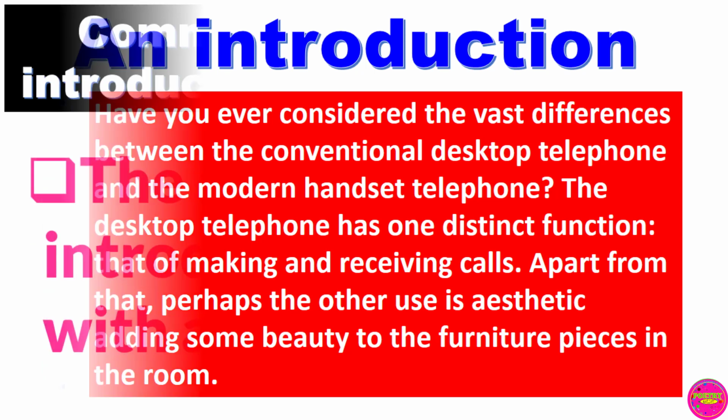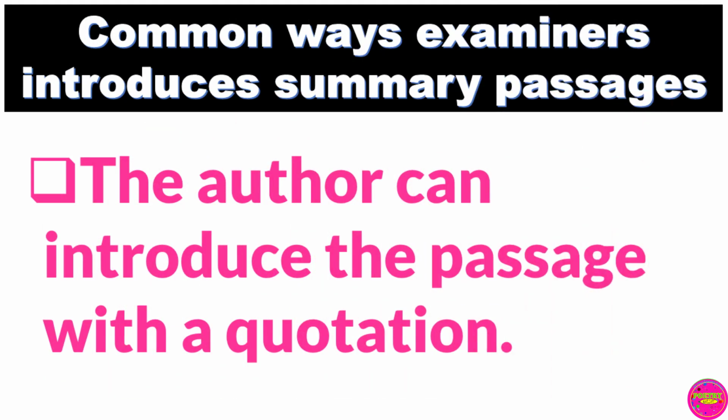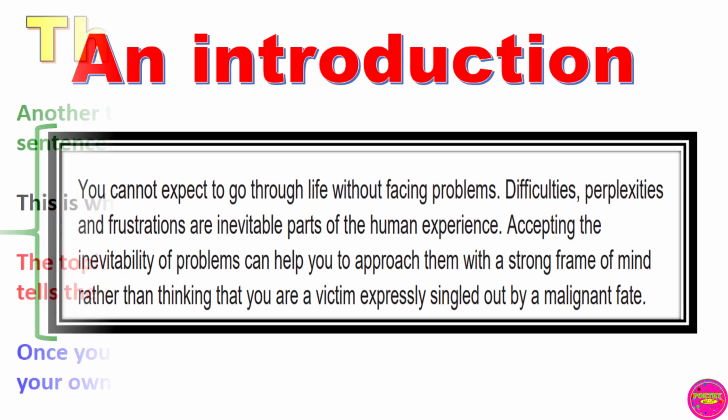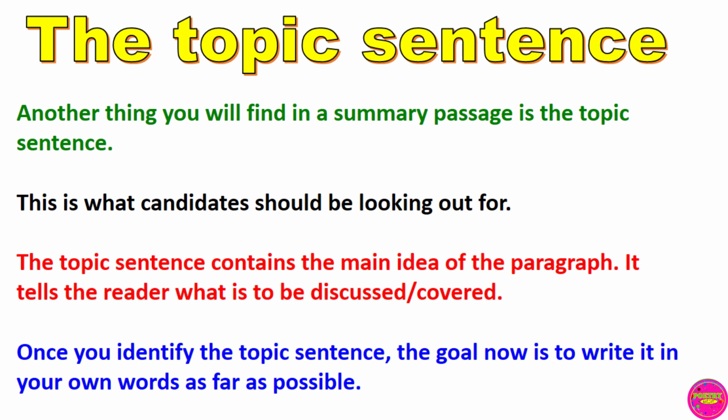Then we come to another one, which is that the author can introduce a passage with a quotation. This is also very important. Let's consider this example. You cannot expect to go through life without facing problems. Difficulties, perplexities, and frustrations are inevitable parts of human experience. Accepting the inevitability of problems can help you to approach them with a strong frame of mind rather than thinking that you are a victim, expressly singled out by a malignant fate. This is also another way writers introduce their passages, by quoting something. So let's now move to another thing you will find in a summary passage.